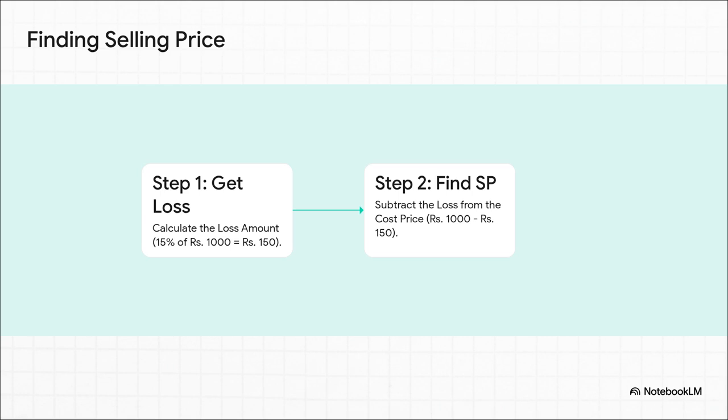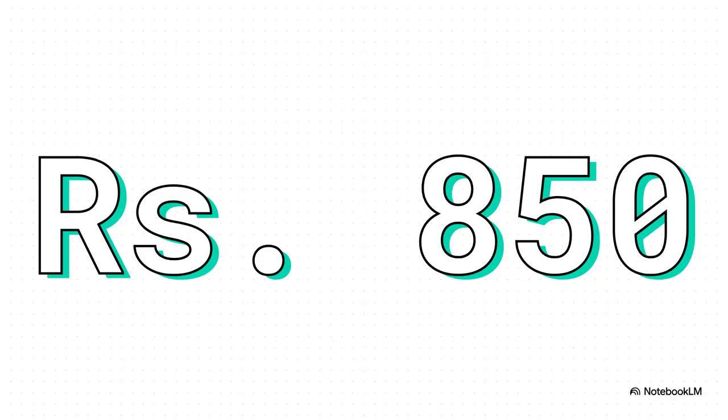It's 150 rupees. Okay? Step 2, since it was a loss, we just subtract that 150 from the original cost. And there we go. 1,000 minus 150. That gives us a final selling price of 850 rupees. A tough day at the office for our shopkeeper, but the math is crystal clear.